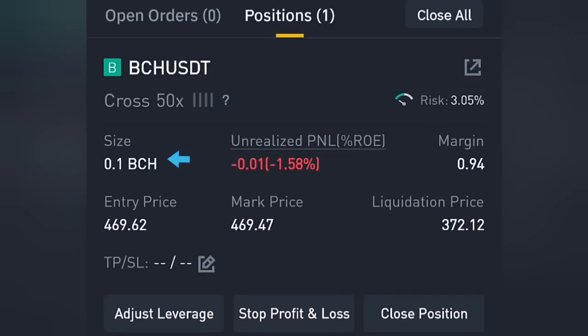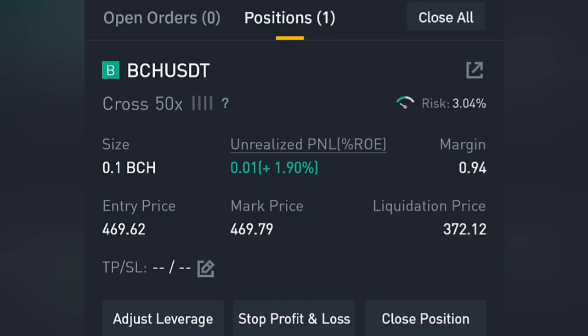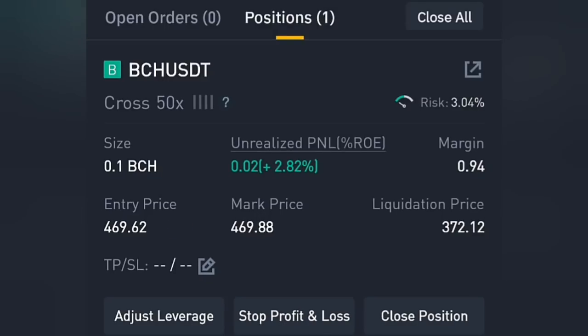So when your position is open, as you can see, there are different things right here. When you look at the size, you notice that that is the amount at which I bought. When you look at the margin, that is the amount it is costing me right now to keep this position open. Understand? So as you can see, it just cost me 0.94 USDT to keep this position open. If you look at the entry price right there, I entered at around 469.62. The market price is the current price of the asset. The current price is around 469.77.